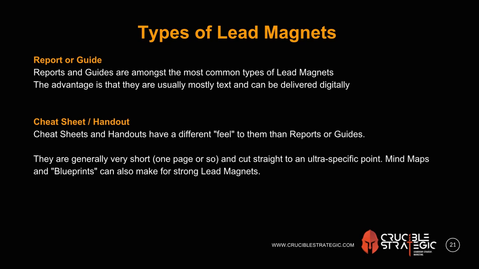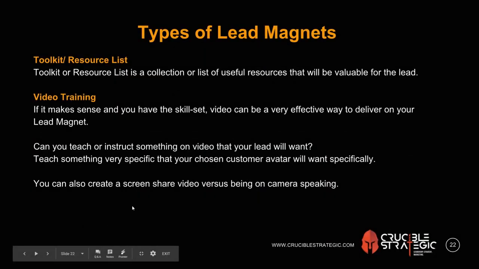So then the next type is a cheat sheet or handout. And cheat sheets, they're a little different. They feel different than guides and reports, and they're generally a lot shorter. They're maybe 1 or 2 pages, and they cut straight to the point on a very ultra-specific point, okay? Mind maps and blueprints can also make for strong lead magnets that you can make in a cheat sheet or handout form, okay?